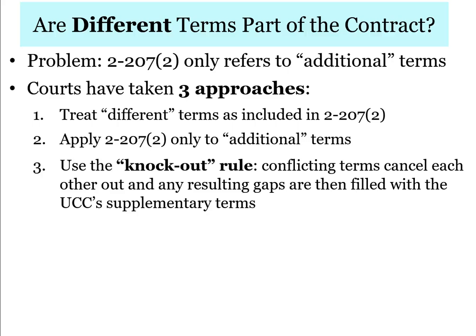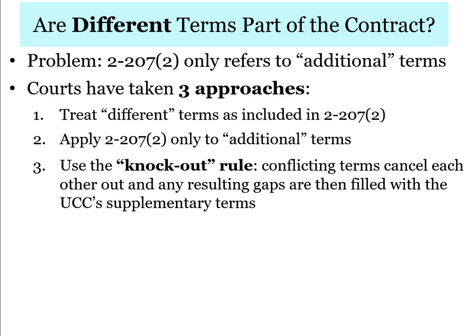Under the second approach, courts treat 2-207(2) as meaning what it says. It applies only to additional terms, so different terms simply drop away. Because these first 2 approaches almost always lead to exclusion of the different term, they impose a first-shot approach, giving all the advantage to the party which happens to send the first form.